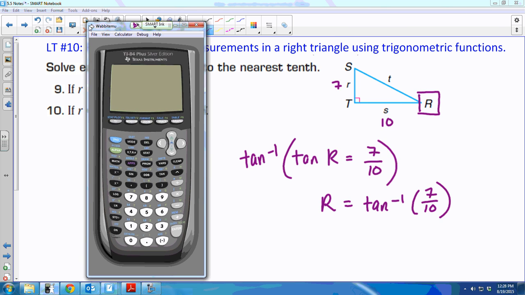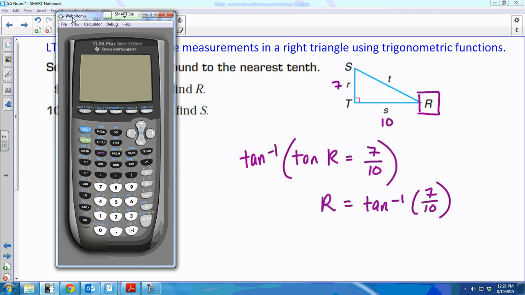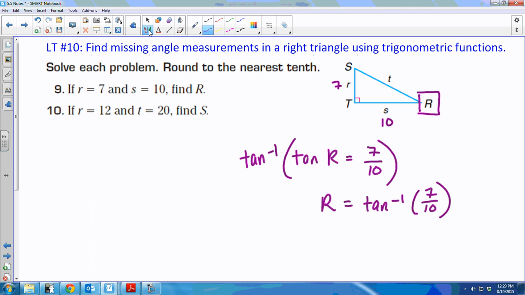So, inverse tangent of 7/10. And it said, no, that's not right. I'm in the wrong mode. See, what did I just say? Be in degree mode. I know, my bad. So the angle measure is 34.99, and it says to round to the nearest tenth, so we're going to call this 35 degrees.